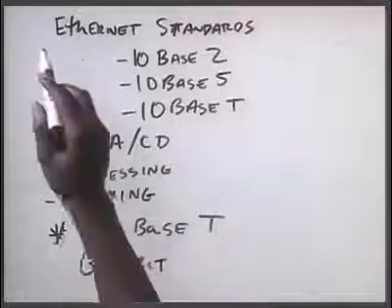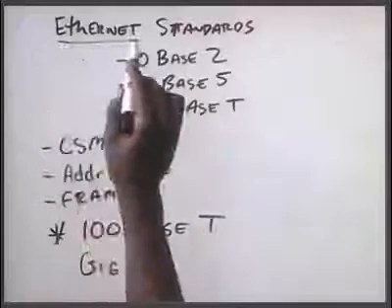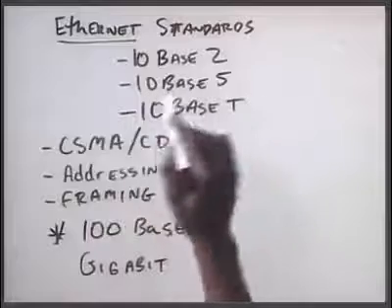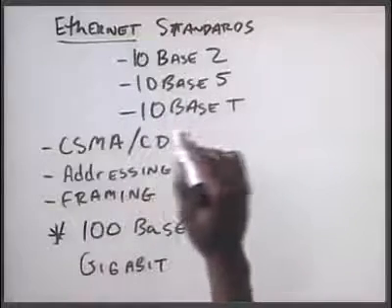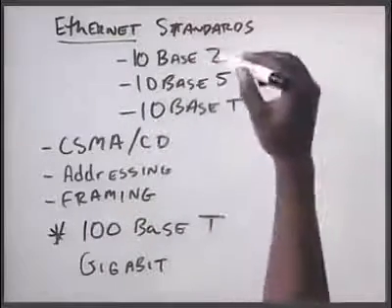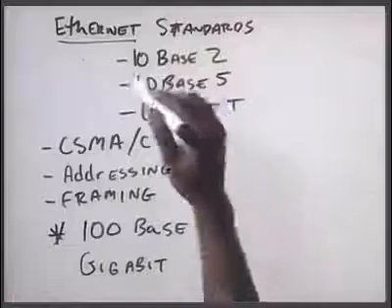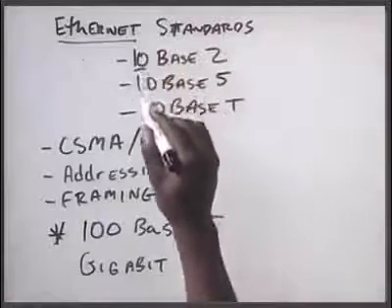Now let's take a look at a few basic Ethernet standards for our local area network. Traditional Ethernet standards included 10-base-2, 10-base-5, and 10-base-T. Particularly 10-base-2 and 10-base-5, we want to take a look at the naming here.